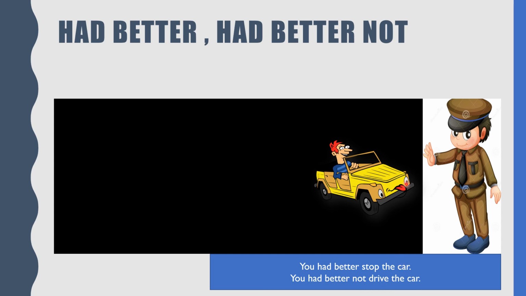So this means the order is very strong. You cannot drive the car after you see the policeman asking you to stop the car. So you had better not drive the car. Otherwise, you will be in a big trouble. You might be fined heavily.